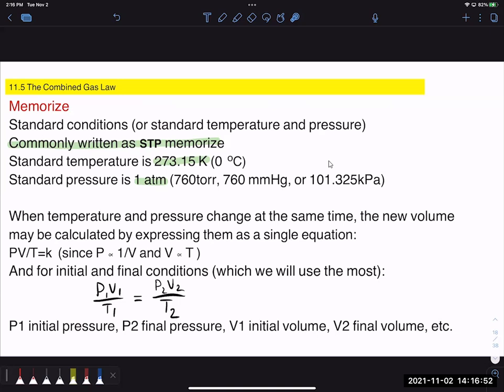So now we could determine either our pressure, volume, or temperature if we changed the other two at the same time. We don't have to go from just one pressure to another pressure and figure out the volume. We can do pressure and temperature and figure out volume, or pressure and volume and figure out the temperature.